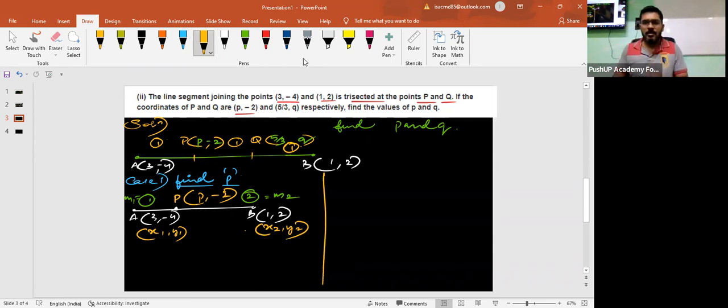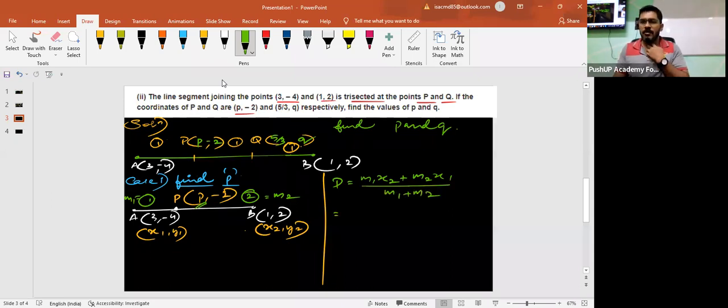Okay. Now we have to apply section formula. Children, we have to get the value of what? Only p, isn't it? So what we will do? We will use the section formula of x coordinate of point P. And what is the x coordinate formula? (M1x2 plus M2x1) whole divided by M1 plus M2. Formula is used. Now, what is M1? M1 is 1. x2 is 1. Put the plus sign. M2 is 2 and x1 is 3.